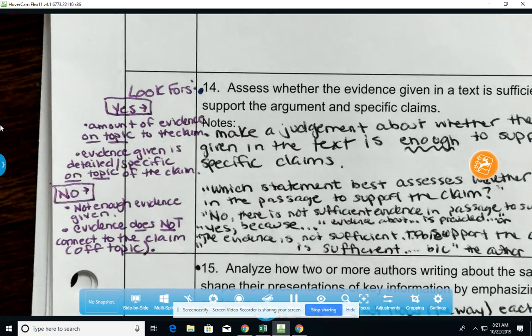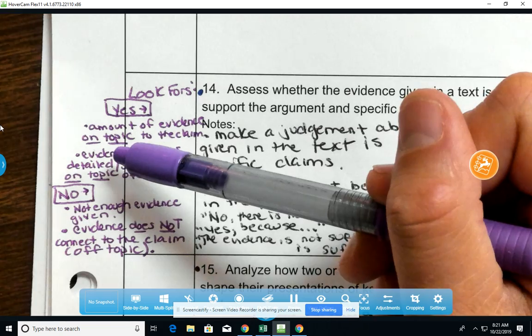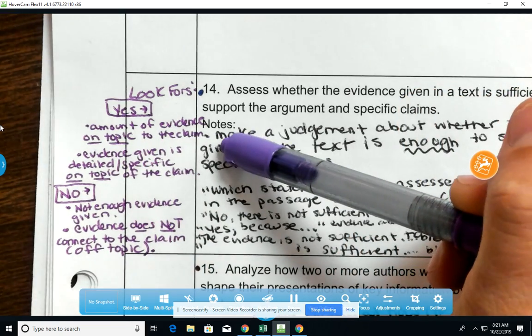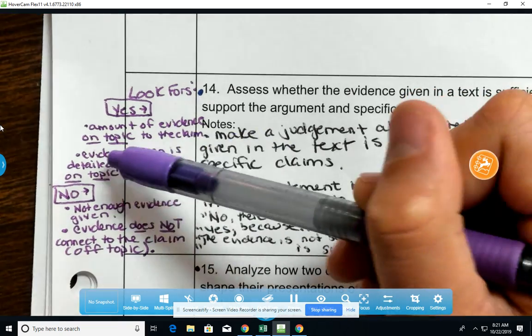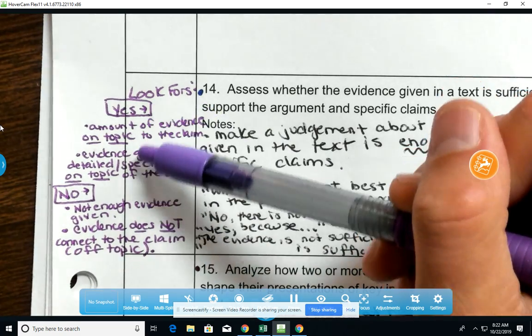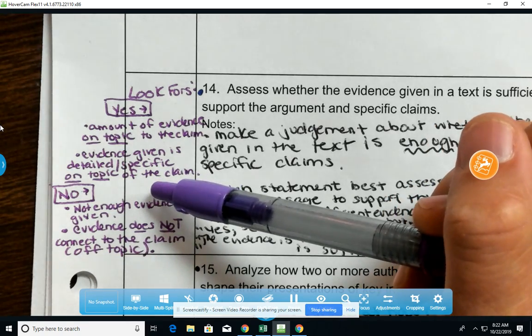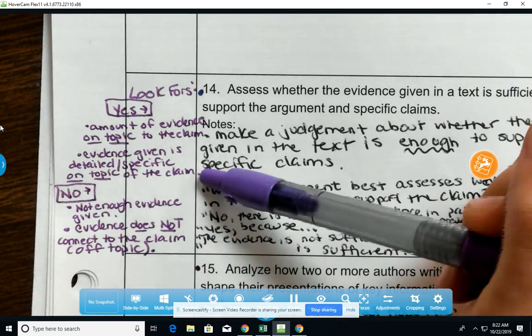So if, in fact, yes, the evidence is sufficient, a first look-for is the amount of evidence that's on topic to the claim in the section. Do they have a good amount of evidence on topic to the claim? Then yes, it's probably sufficient. Also look for, is the evidence given detailed and specific and on topic to the claim?